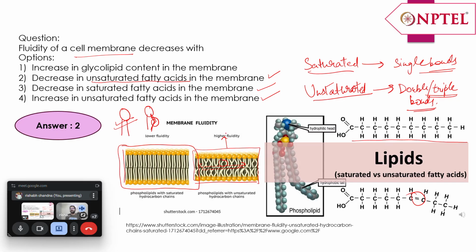So if there are more unsaturated fatty acids in the membrane, that means the membrane is fluid in nature. And if there are fewer unsaturated fatty acids in the membrane, that means the membrane will be more rigid or less fluid in nature. Okay, so that means if the fluidity decreases, there is a decrease in the level of the unsaturated fatty acids.